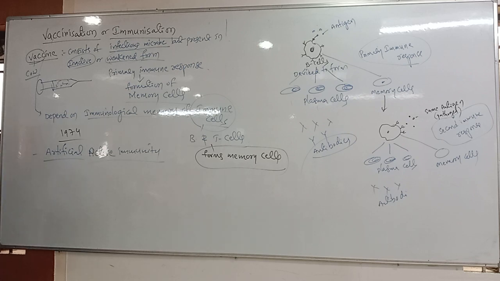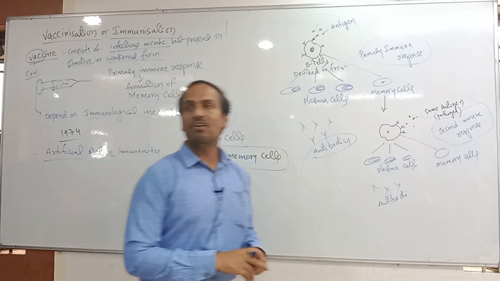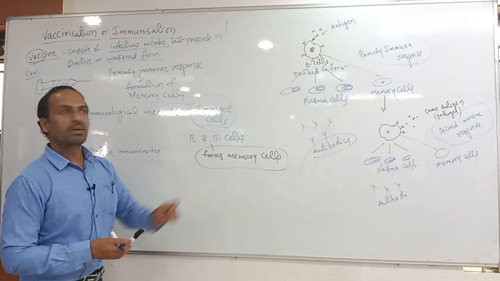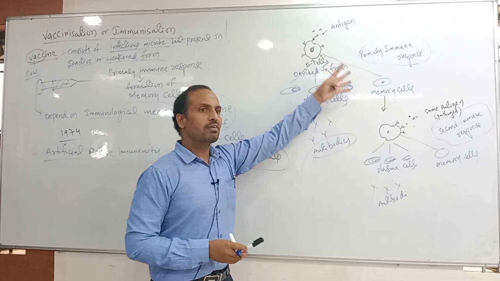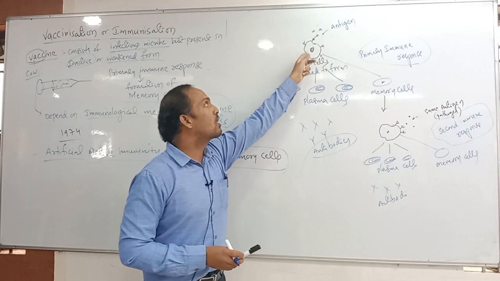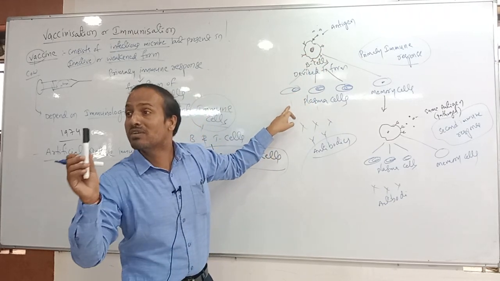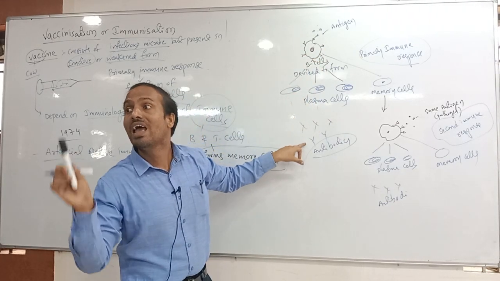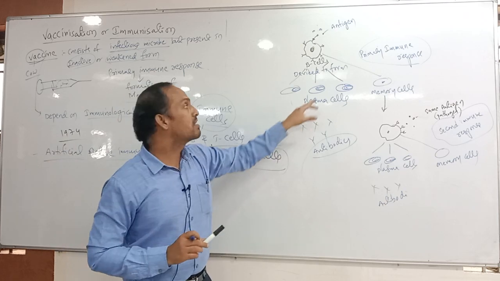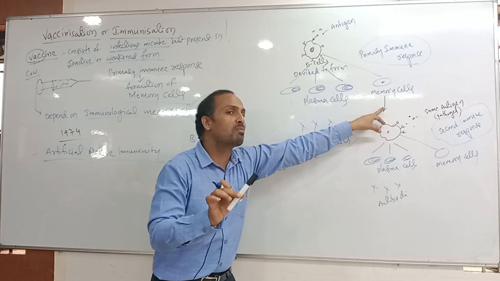Now we are discussing extra information, the types of vaccines. How is this phenomenon happening? If B cells contact the antigens, immediately what can they produce? Plasma cells. Plasma cells produce antibodies. Along with plasma cells, B cells also form memory cells. What is the function of memory cells?